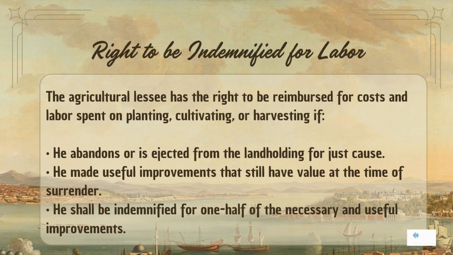Now, we have the right to be indemnified for labor. If the lessee leaves the land for a valid reason or is removed for just cause, they shall be reimbursed for their labor and improvements they made. If they made useful improvements, for example, planted trees or improved irrigation that still have value, they shall be paid for half of their cost. This ensures that the lessee's hard work and investment are fairly compensated.